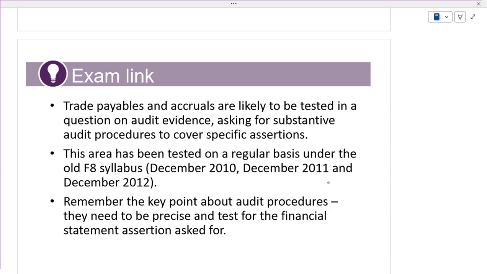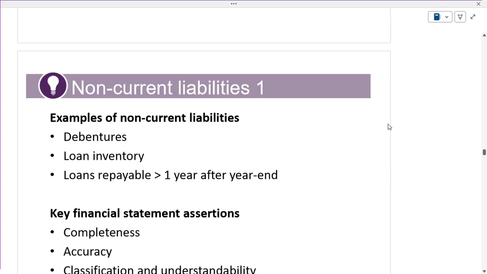They say trade payables and accruals are likely to be tested. In a question on audit evidence, it has been tested so many times. What are the procedures we need? They need to be precise and tested. Is that what they are asking for? Now, a little bit more. They will ask this. They will not say that they will not ask. But really, the possibility is somewhat less.